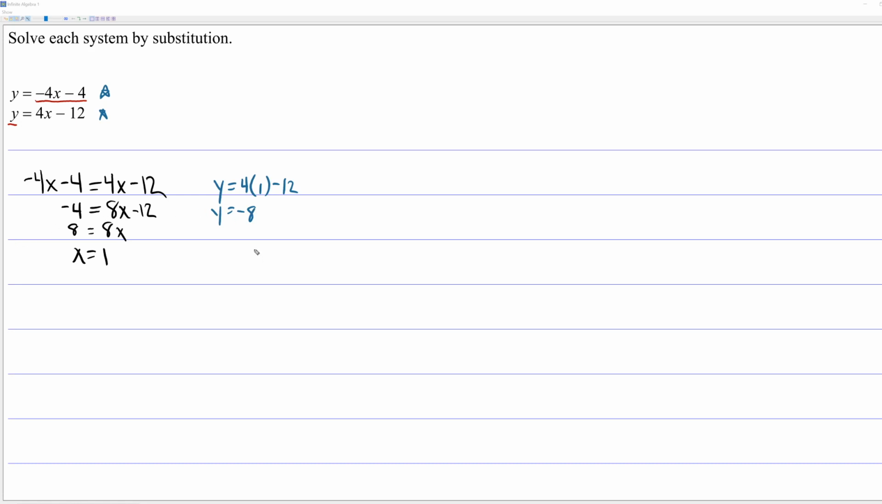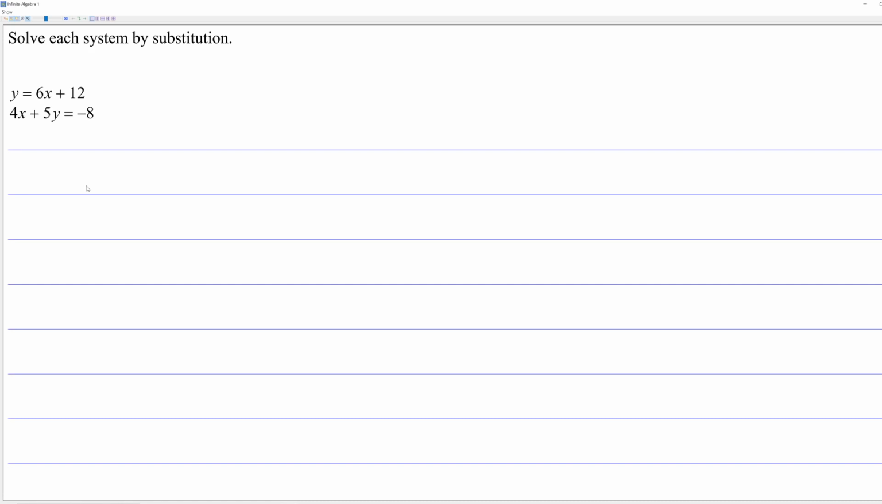So what we've done is we found the point where these two lines intersect. They intersect at the point 1, comma, negative 8. And that really is the basics of the substitution method. Now I'm going to do several more examples showing you some tricks and how the questions can get a little bit harder. But that really is the basic idea.